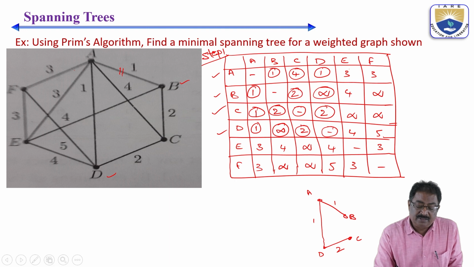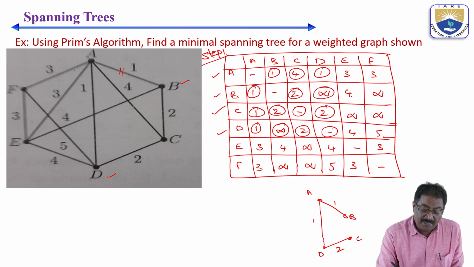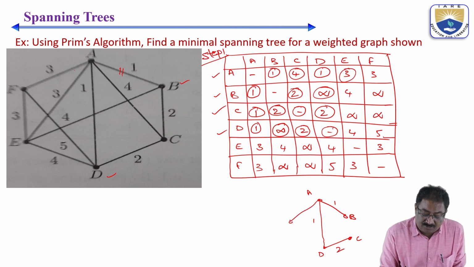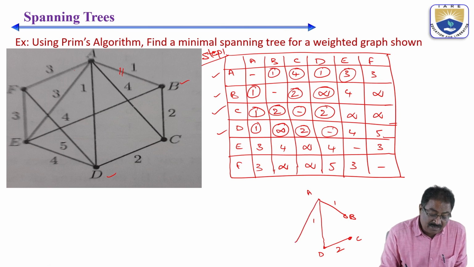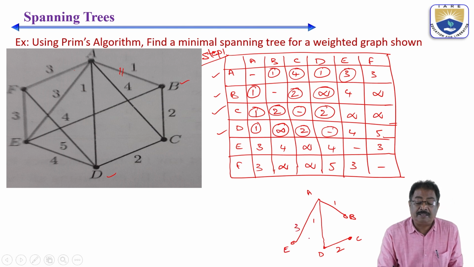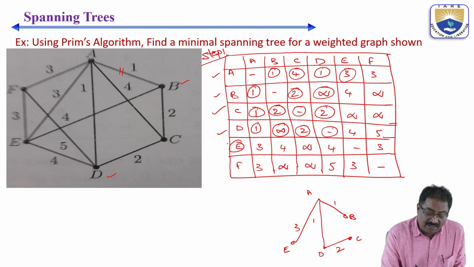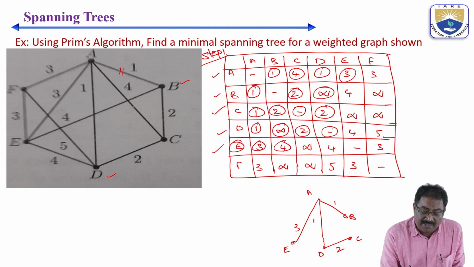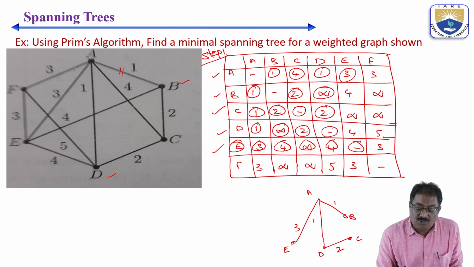And the remaining, so from this, which is the minimum? So I can consider A to E. A to E is the minimum. A to E I am going to consider, which is the minimum. And we have to select A to E. So I have to consider this. A to E is a 3. So E is okay. E is also considered. And here A, B, C, D and E is also over.